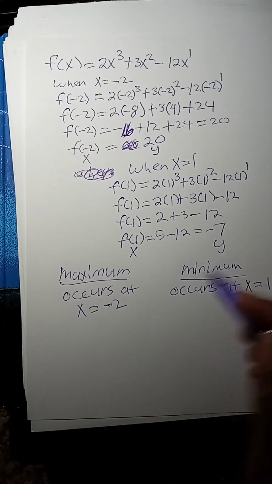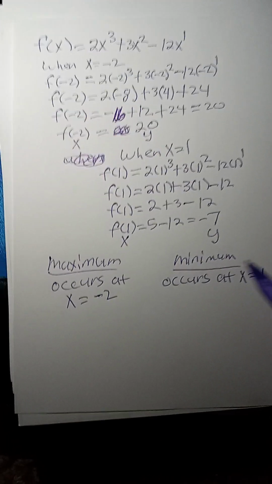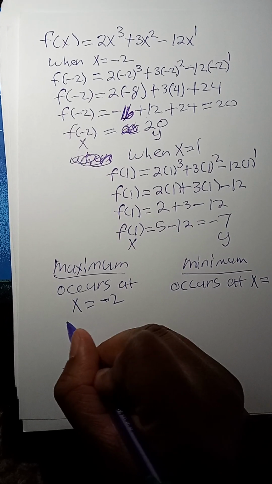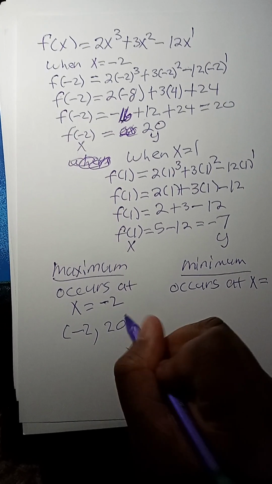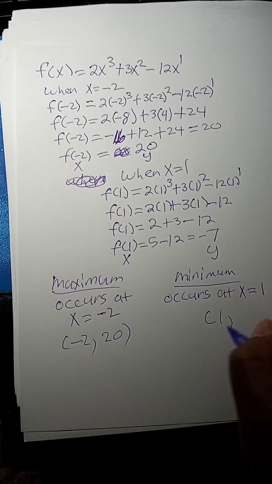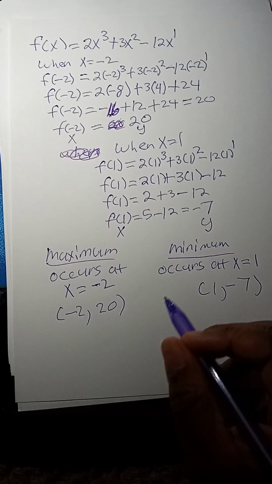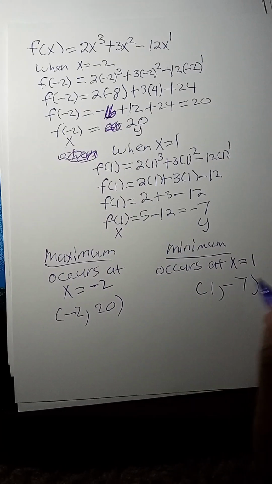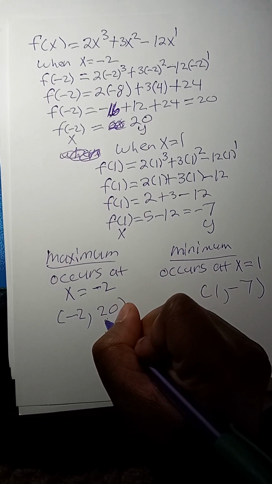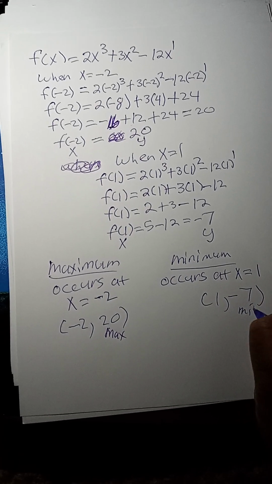And the reason why we know this is because 20 is the highest result and negative 7 is the lowest result. So here's the maximum coordinate: negative 2 comma 20, and the minimum point is 1 comma negative 7. And the y values are the minimum and maximum values. So this is a max right here, and the negative 7 is the minimum.